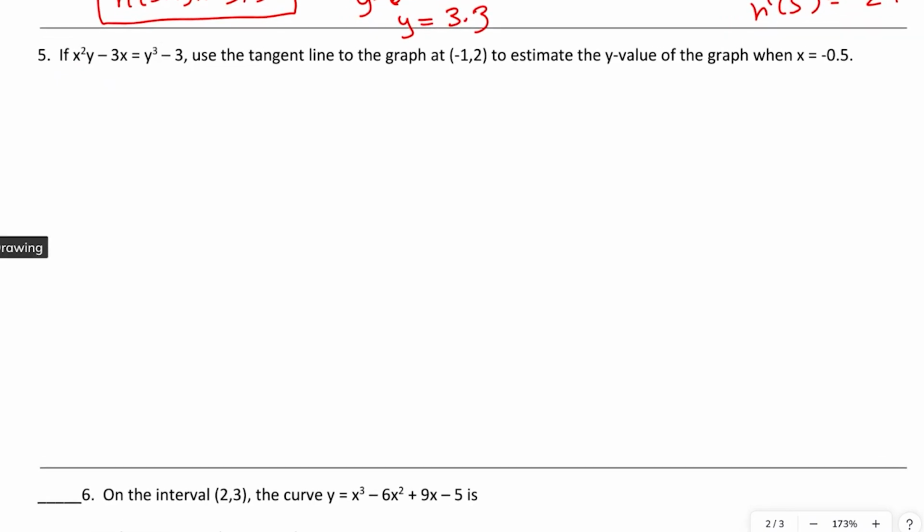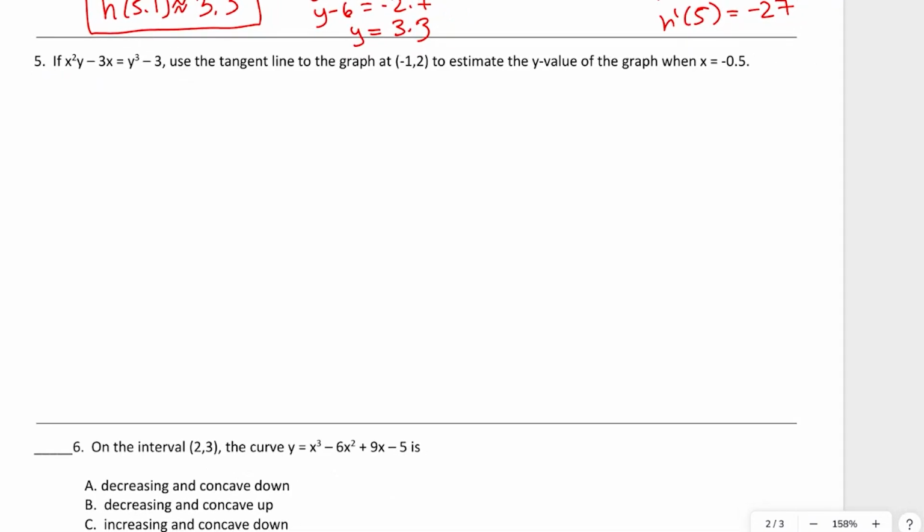So what we need for that tangent line approximation is we need a point and a slope. Starting to see a pattern here? The point is going to be at -1, 2, but we need the slope. We need the y prime, or the dy dx. I've written a lot of y primes in this homework, so I think I'm going to try a dy dx.